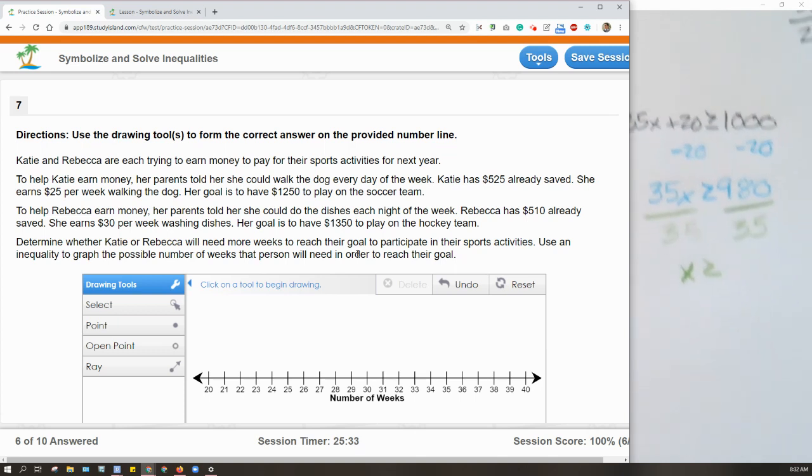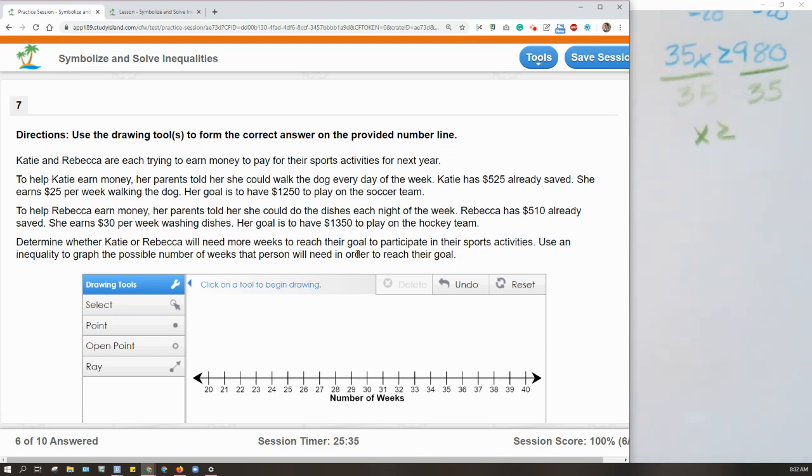So we're just solving each of these inequalities presented to us in this problem. Because it says determine whether Katie or Rebecca will need more weeks, whoever needs a greater number of weeks is the person that we're going to graph. So let's go ahead and solve one of them at a time.